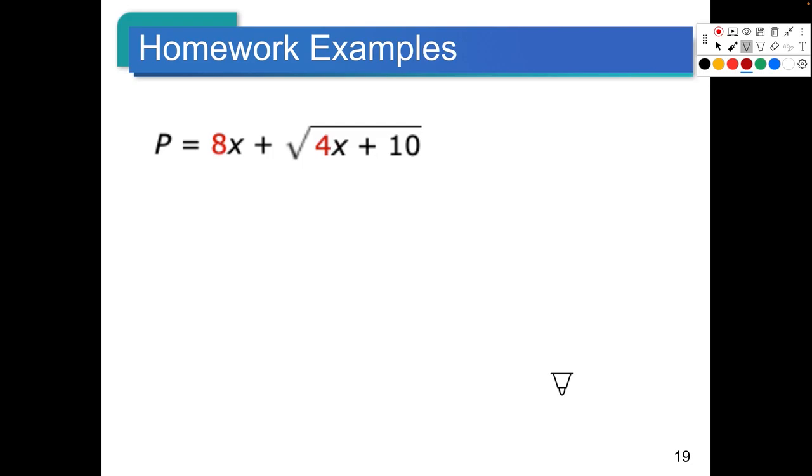So this is from a problem, and this is supposed to be the profit function, and they're going to ask you to get the marginal profit. What's the marginal profit? It's the derivative. Now, do we need to use the chain rule on all of this? Well, the first part, 8x, no, we could just take that derivative. Derivative of 8x is 8.